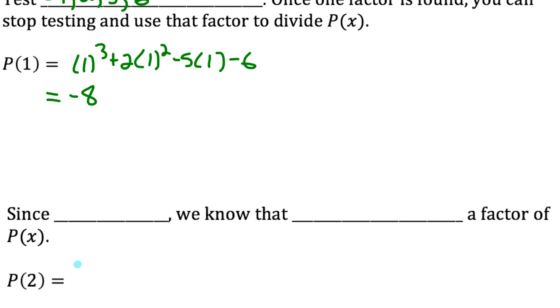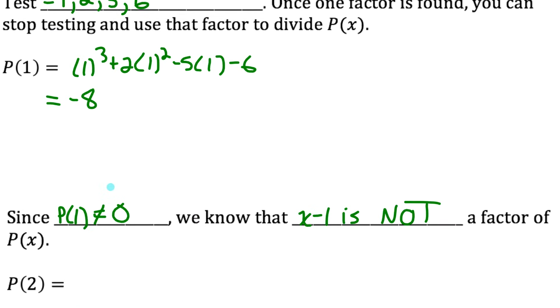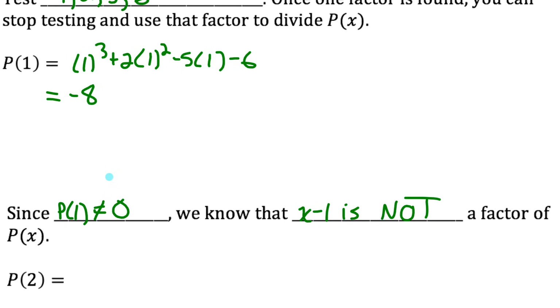Okay, it's not 0. So since p at 1 does not equal 0, we know that, well, what factor would have a 0 of 1? The x minus 1. So we know that, okay, x minus 1 is not a factor of p of x. So let's not divide this function by x minus 1 because it doesn't divide evenly into it.